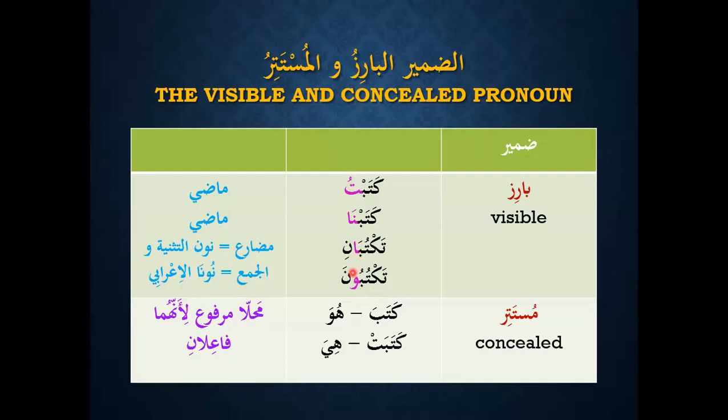It's always found attached. And what about mustatir? Huwa, which is hidden inside. Katabat, never say this ta is a dhamir. This is actually the sign of femininity, that this is a female word. The hiya is hidden inside. Mahallan marfu', because they are fa'il. They are marfu' mahallan, because they are both fa'il.